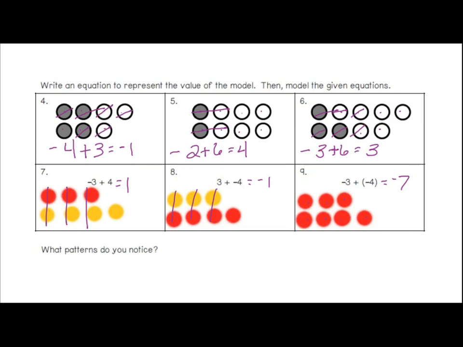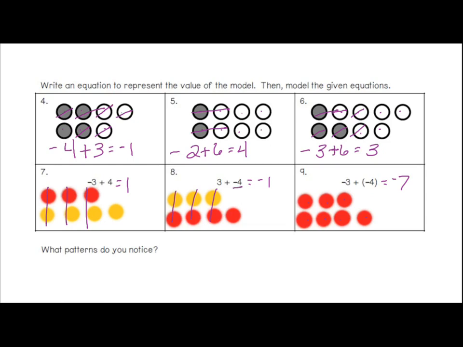So when we think about the patterns here, I want you to look at something. Do you see how in number 7 we had more positives? So our absolute value, remember that's the distance a number is from 0 on a number line, our absolute value of 4 is greater than the absolute value of -3. And since the 4 is positive, our answer is positive.